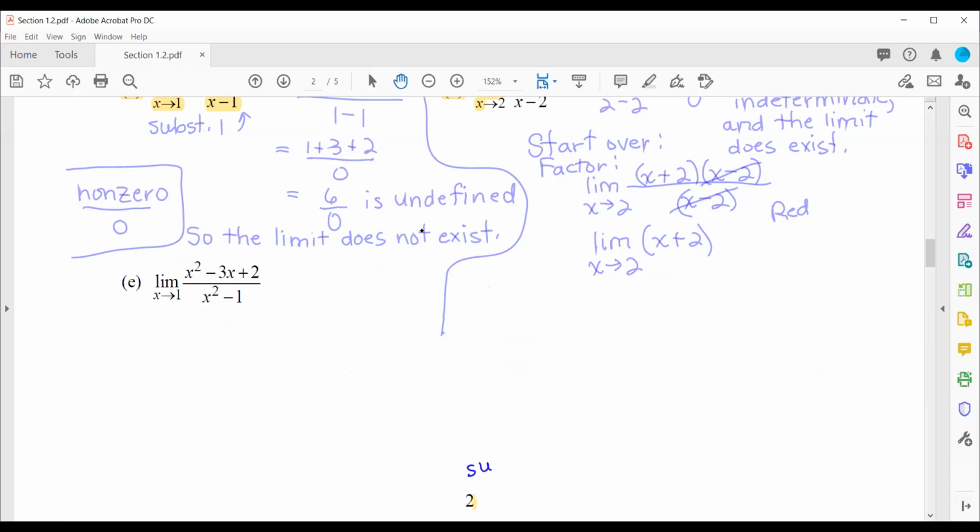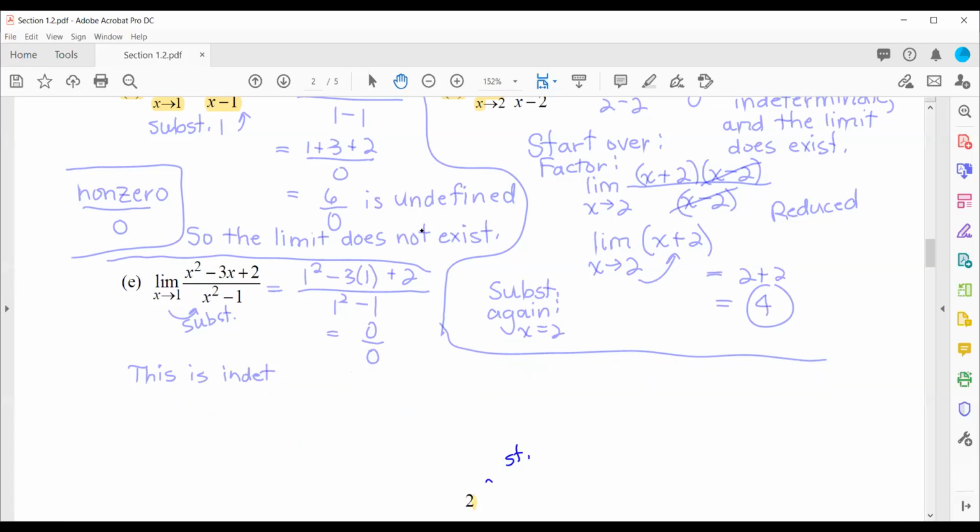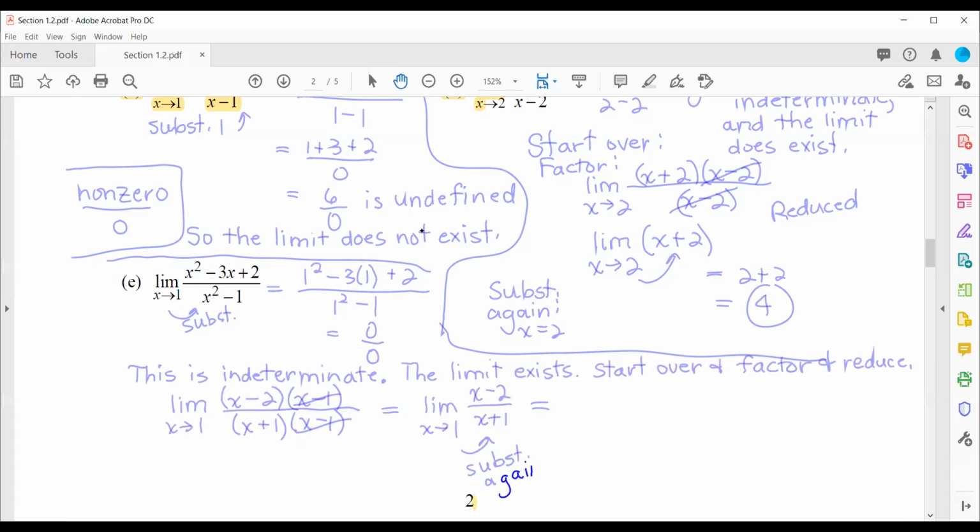I substitute again. All right, so I take 1 minus 2 over 1 plus 1, which is negative 1 over 2, and that's my limit.